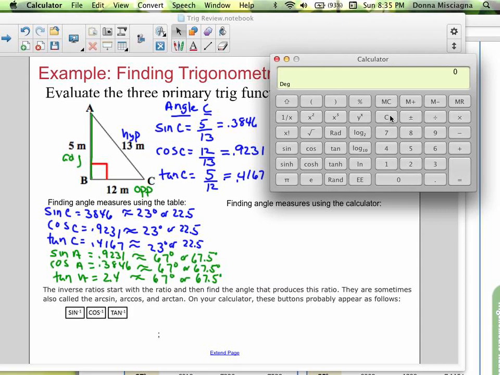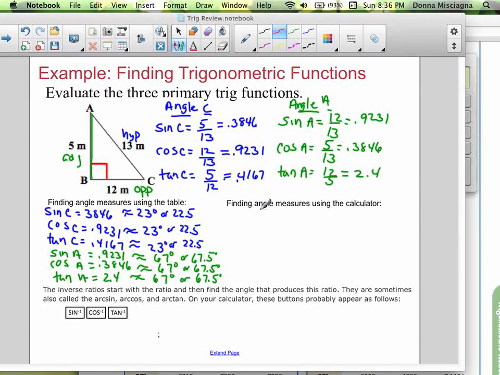All right, so now when we plug this into the calculator, I'm not going to estimate. Before, I estimated with 0.3846, where we rounded to four decimal places. I'm not going to round at all. I'm going to just use the whole value. I'll put in all three of them. Let's first find angle C.